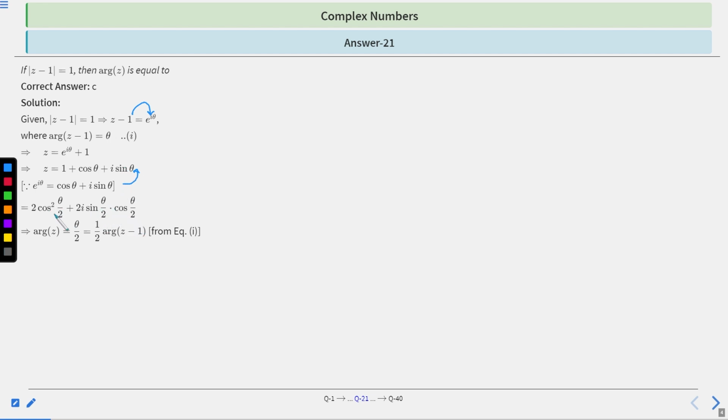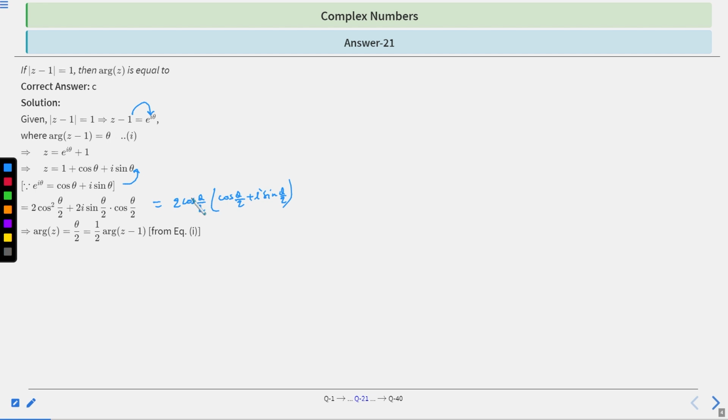So this whole term is 2 cos squared theta by 2 plus 2 iota sin theta by 2 cos theta by 2. Now, when we take 2 cos theta by 2 common in this, we will get cos theta by 2 plus iota sin theta by 2. So, it is of the form of mod z in polar form.